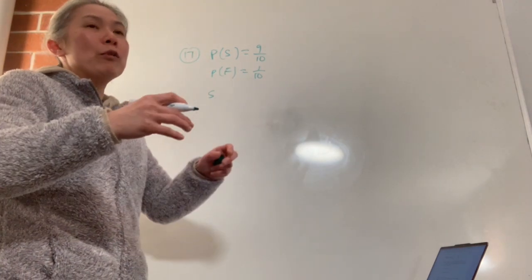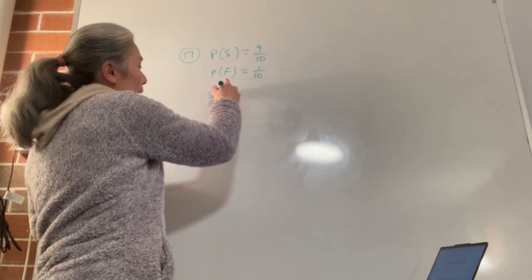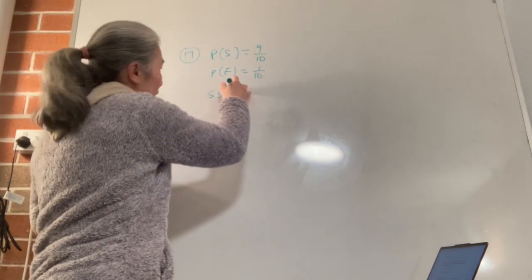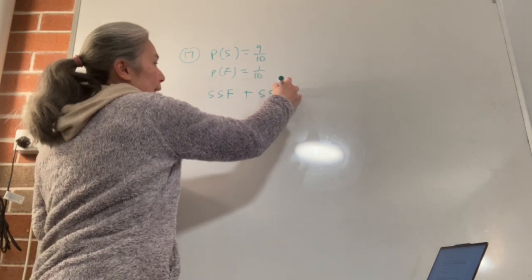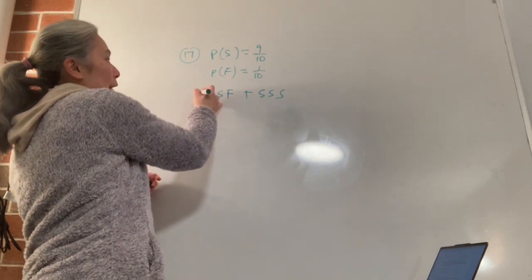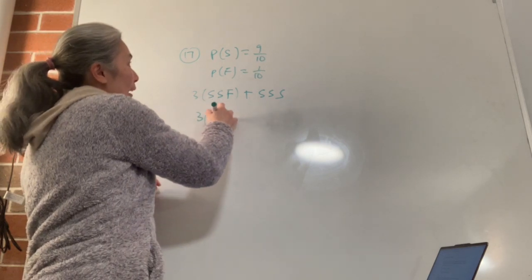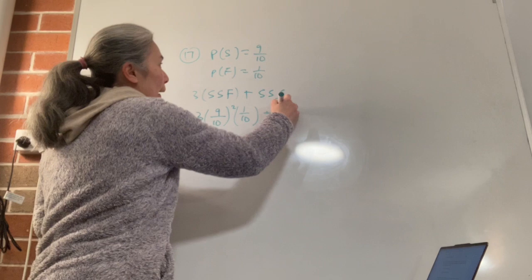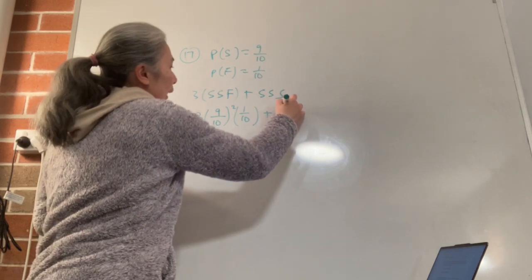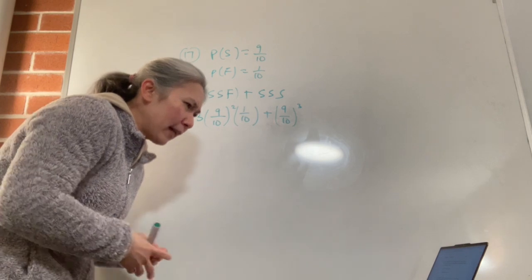It doesn't matter which way you do, it's the same amount of work. So at least 2 success, that means you have S, S, and F, or you can have all success. For this one you have 3 of them. So we have 3 times 9 out of 10 squared times 1 out of 10, plus 9 out of 10 cubed. Is that what you did? Yeah, I think that's right then.